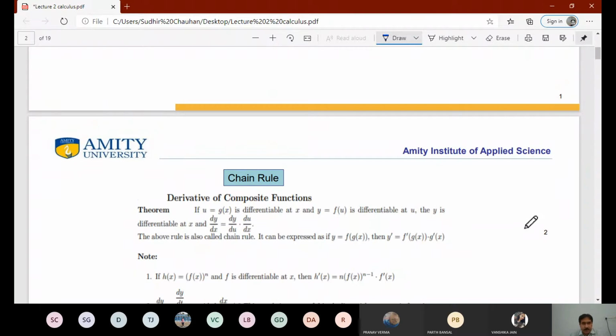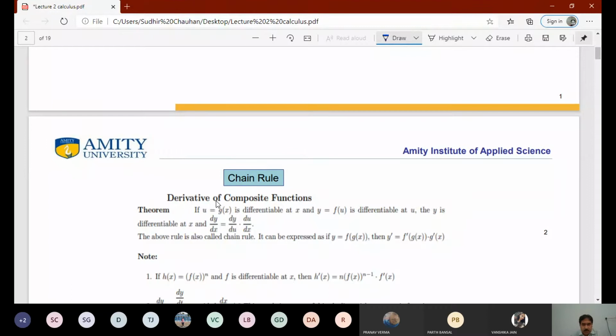We start with chain rule, the derivative of a composite function. There is a theorem: if u is equal to g(x), which is differentiable at x, and y is f(u), which is differentiable at u, then y is differentiable at x, and we can write dy by dx is dy by du times du by dx. We have to remember y is a function of u, so we can write dy by du and then differentiate u with respect to x.